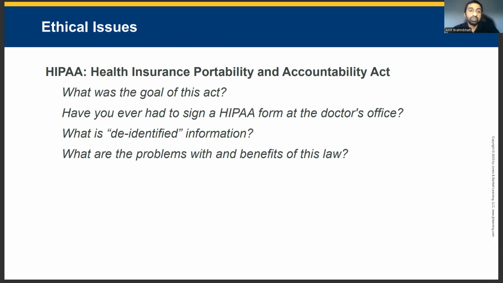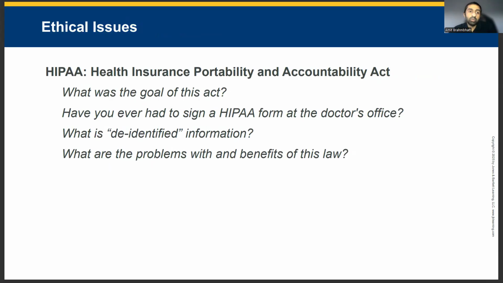Ethical issues. The slide focuses on ethical and legal implications of HIPAA, the Health Insurance Portability and Accountability Act. The goal of HIPAA is to protect sensitive patient health information from being disclosed without consent, ensuring both privacy and security. You have likely signed a HIPAA form at a doctor's office. These forms explain how your medical data can be used and shared.